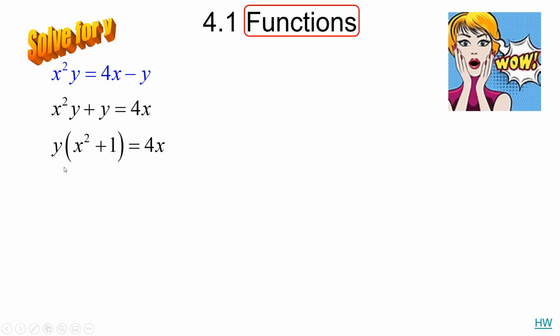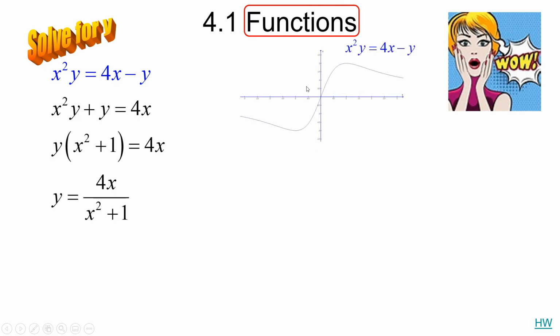Now, to solve for y, we undo this multiplication, so let's divide both sides by the quadratic binomial x squared plus 1 to get y equals 4x divided by x squared plus 1. Now, I don't know what this graph looks like, but I have a great graphing calculator, so I'm going to use that. I put this onto my graphing calculator, and there's my graph right there. Okay, beautiful. That's actually a really nice graph too. Now, my question is, does every input have one and only one output?